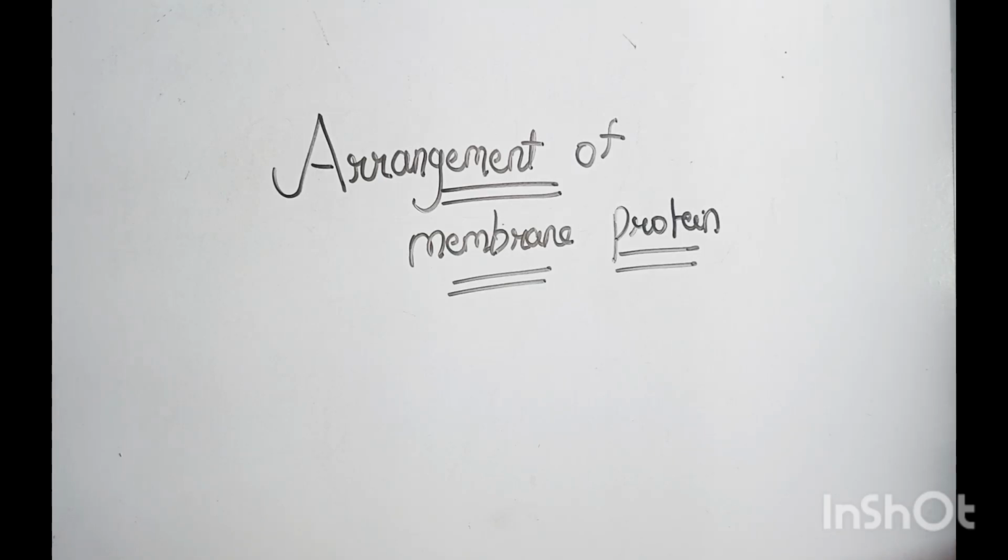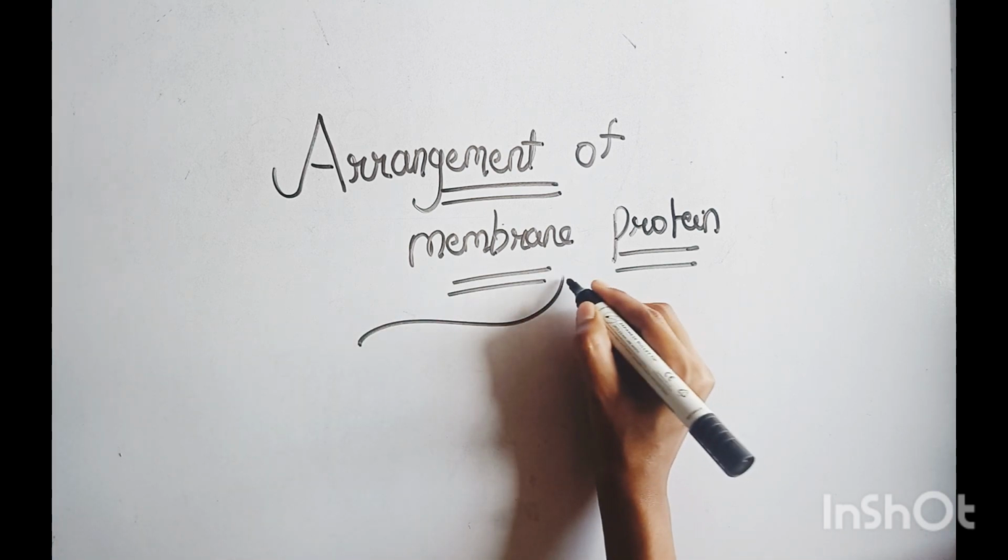In the plasma membrane, how is the membrane protein arranged? So in this video we will discuss these arrangements of the membrane protein. There are two types of membrane protein in our plasma membrane.